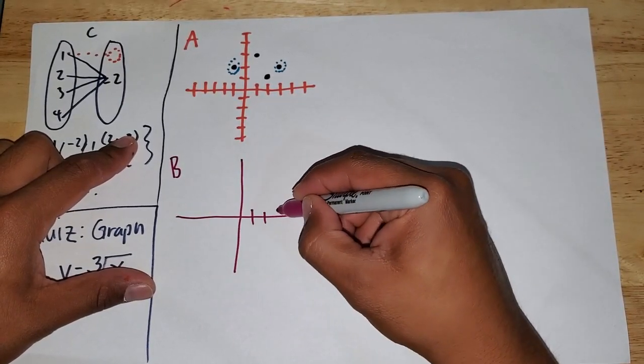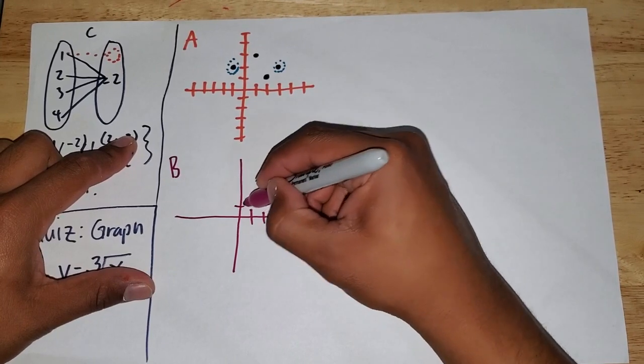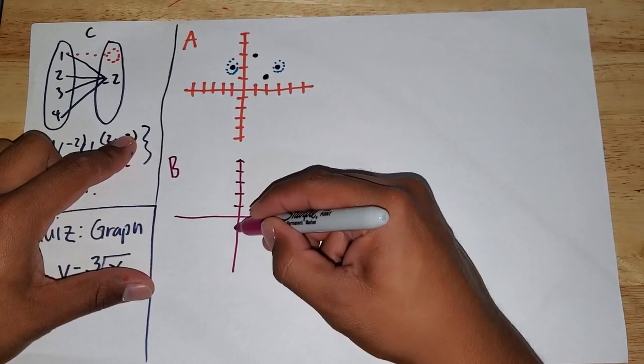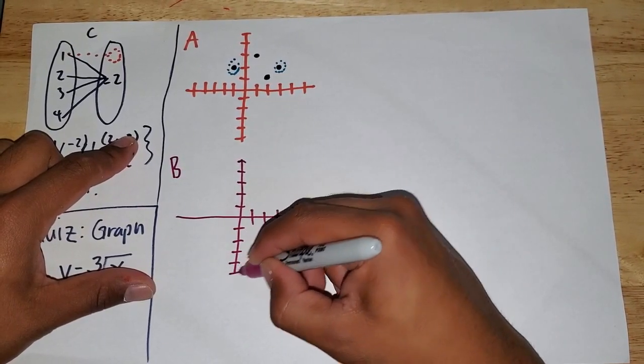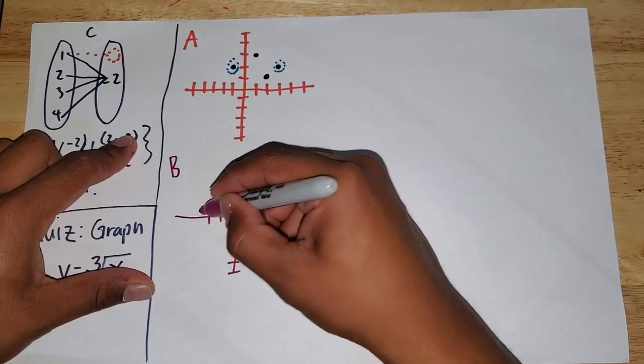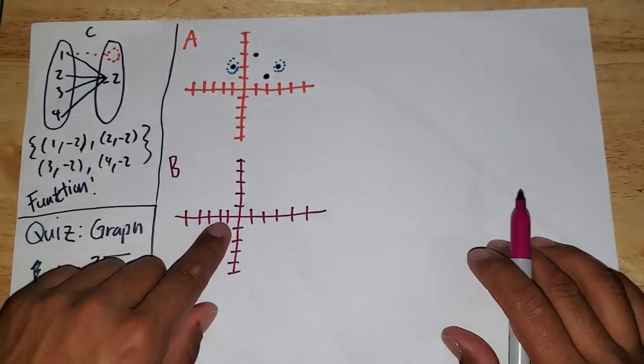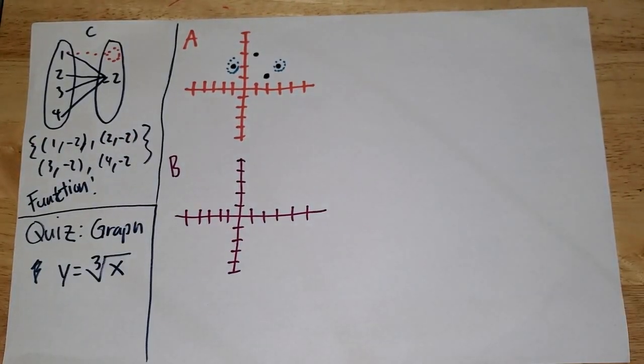So 1, 2, 3, 4, 5. Oops, that one came out kind of funny. But here, let me graph these.